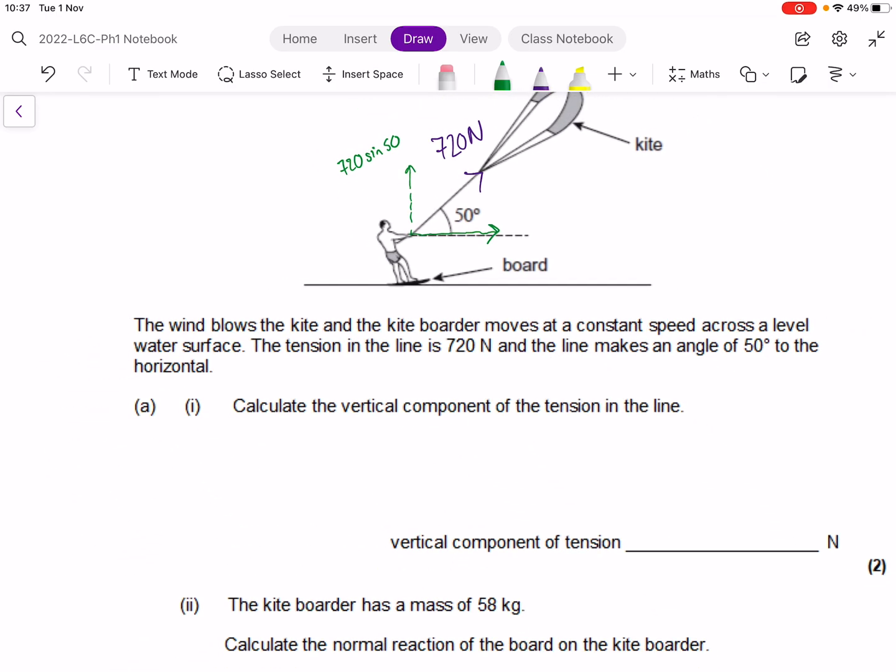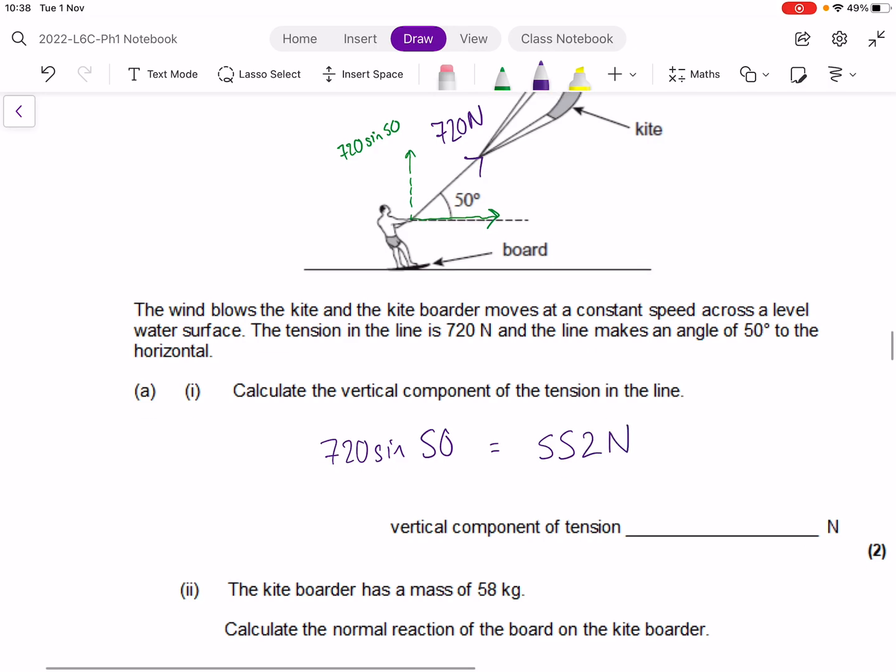What does that come out to then? 720 sine 50 comes out to 551. So 720 sine 50 equals, let's call it 552 newtons.